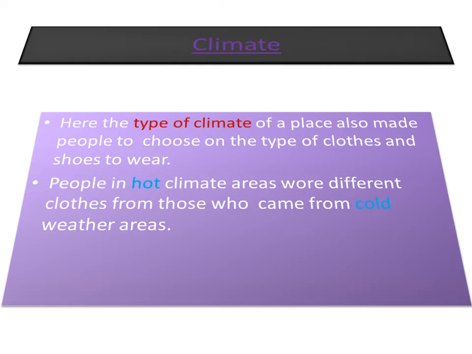So they were supposed to put on those animal skins when the weather is so cold. And some of them, like men, were not even putting on anything during hot climate. And maybe ladies who were supposed to put on some light clothing, they just improvised a light animal skin and put on that kind of clothing. So people in hot climate areas wore different clothes from those who came from cold weather areas. The clothes put on during different climate or weather conditions were different.